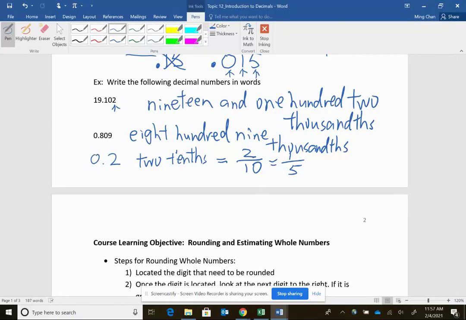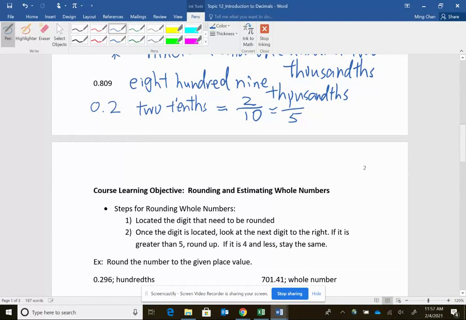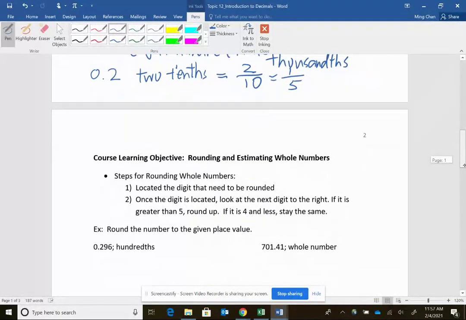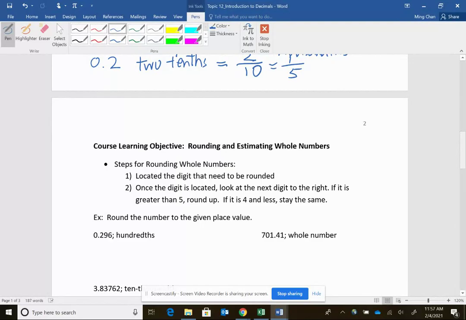So I think there's a topic I'm going to introduce about how you convert from decimal to fraction. Now, to convert a fraction back to a decimal, we will simply divide. Okay, so we'll talk more about that later. Another objective I want to go over is rounding. Always make sure we locate the digit that needs to be rounded. Once the digit is located, the digit to the right will determine whether we should go up or stay the same.